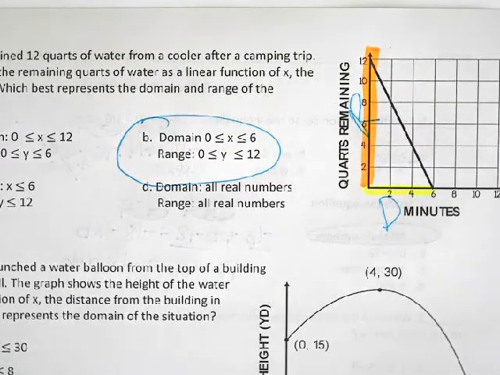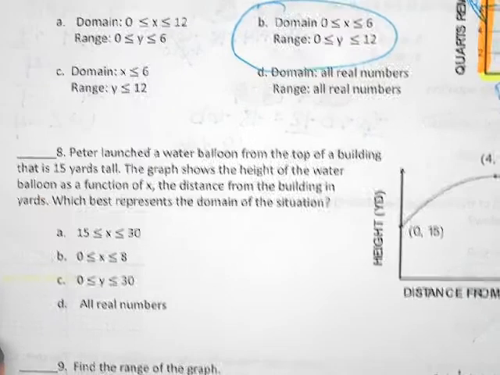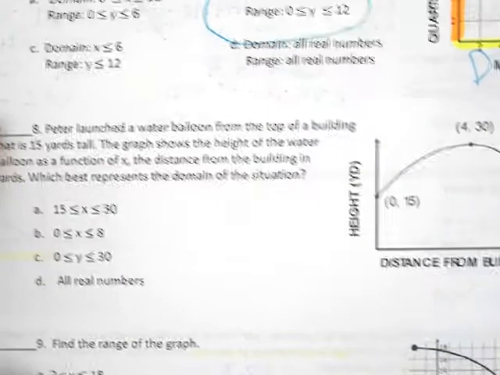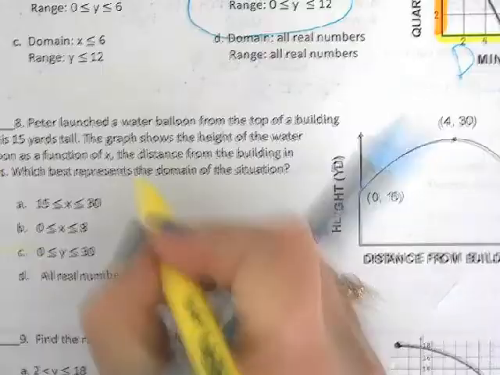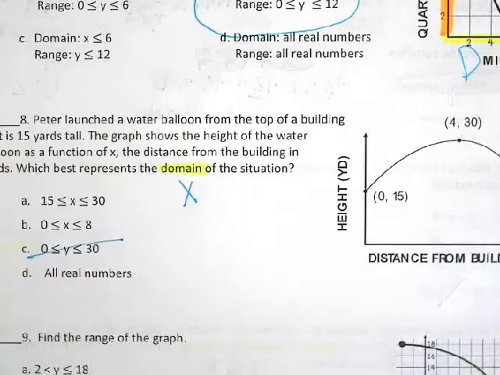For problem number 8, Peter launched a water balloon from the top of a building that is 15 feet tall. The graph shows the height of the water balloon as a function of x, the distance from the building in yards. Which best describes the domain of the situation? So domain is my x values. So that means I can automatically mark off the choice of C because it has a y in it.